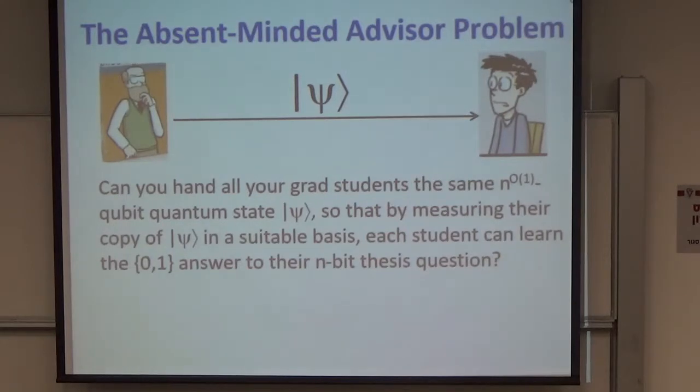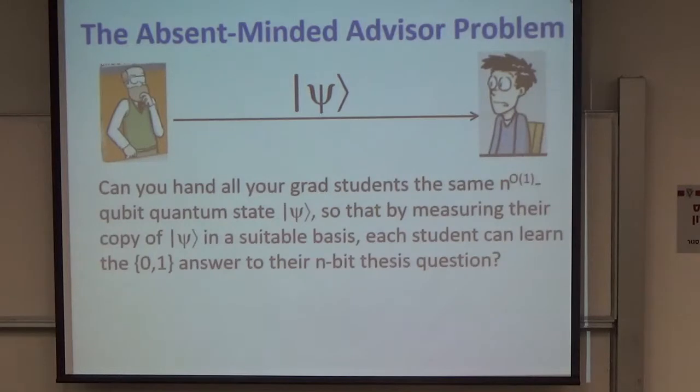So what the advisor would like to do is just hand out the same generic advice to all the students, and the student should be able to just adapt that advice to whatever is their particular problem. Now, we'll imagine that each thesis problem is an n-bit string, and then it has just a yes or no answer. Simplifying assumptions, spherical cow or whatever.